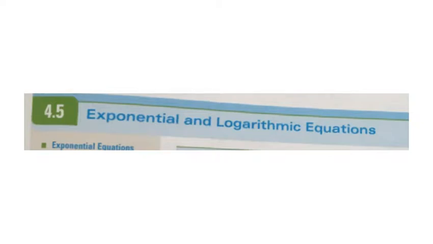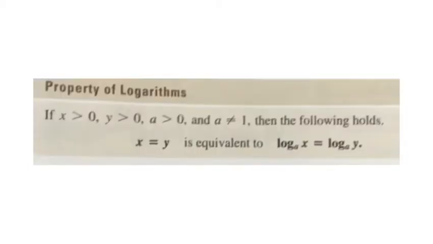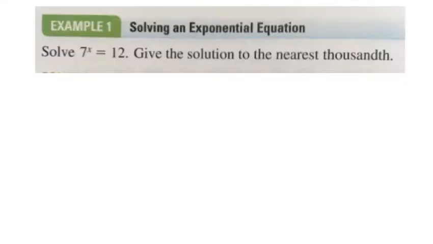In this video, we will be learning how to solve exponential and logarithmic equations. Basically, if you have an exponential equation, you can undo it by taking the logarithm of both sides, log base a. As long as the logarithms have the same base on both sides of the equation, you can do that to get the x term out of the exponent. Like this example, 7 raised to the power of x equals 12.